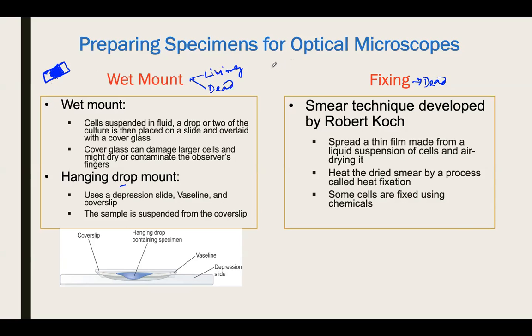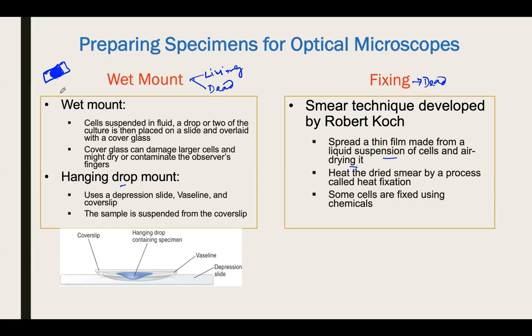That's number one purpose. Number two purpose is to adhere the specimen tightly onto that slide. Okay, so these are the two things. That's our target for the fixing. So what we do, we take a slide and we spread a thin film made from a liquid suspension of cells and air drying it.